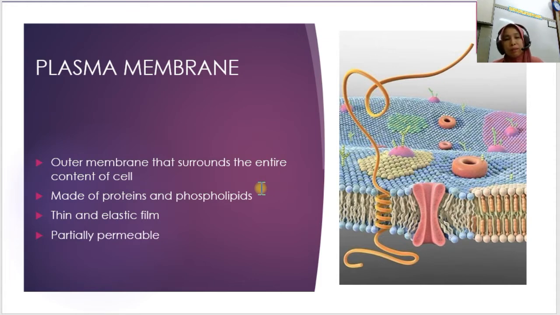The plasma membrane is a thin and elastic film, stretchable. It is a partially permeable membrane. Partially permeable means that it only allows certain substances to pass through it. Not all substances can pass through the plasma membrane; only certain substances can.